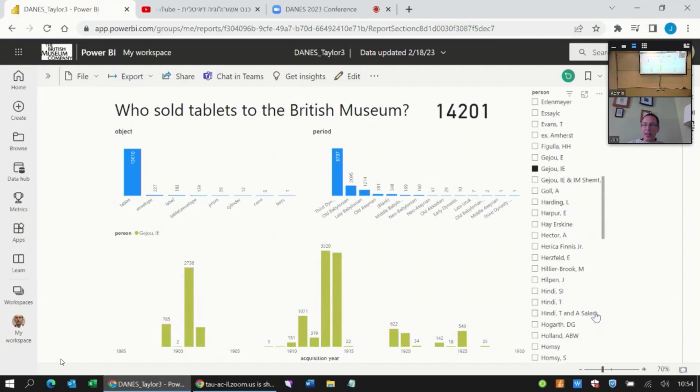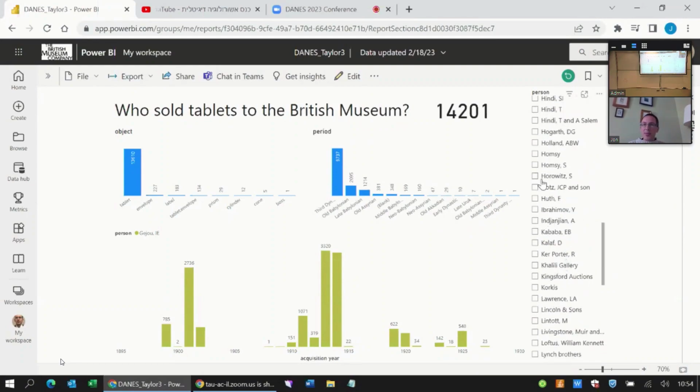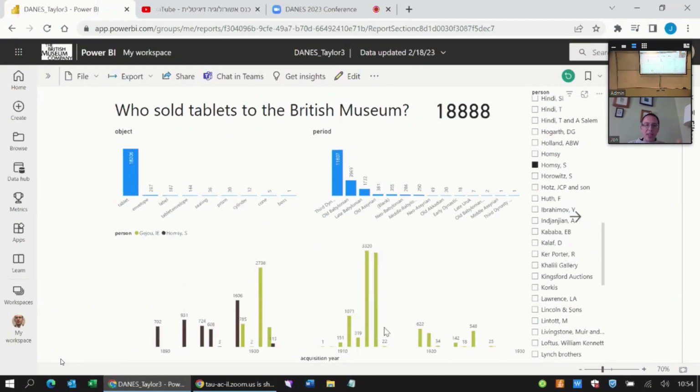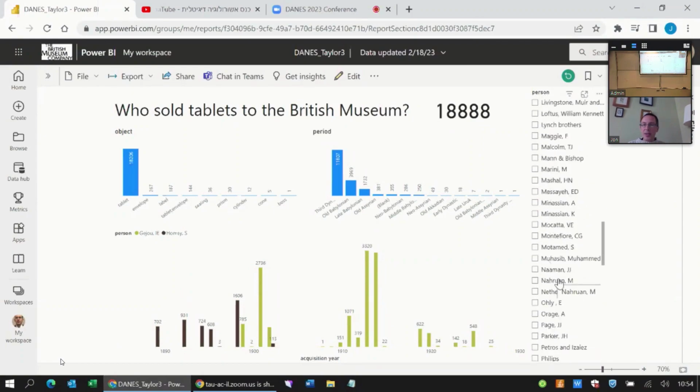We can add in other people. So let's see, let's have Salim Homzi. You can see he's operating at a slightly different date, but he's overlapping. And then we put in, I don't know, let's have Naaman in here. You can start to see the patterns of how these people are interacting. Of course, we know something about who these dealers are, so you can pull things around, and the numbers and the other information update dynamically.